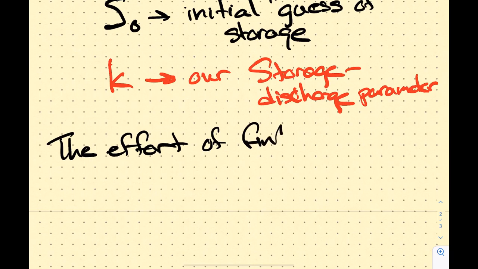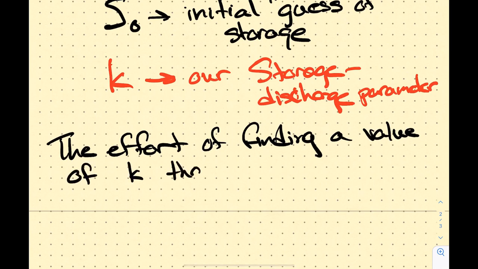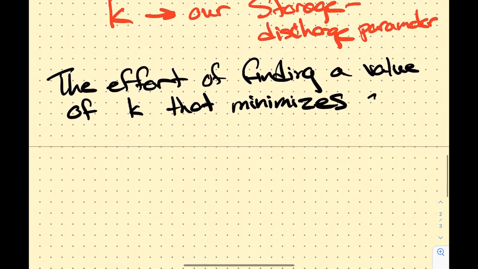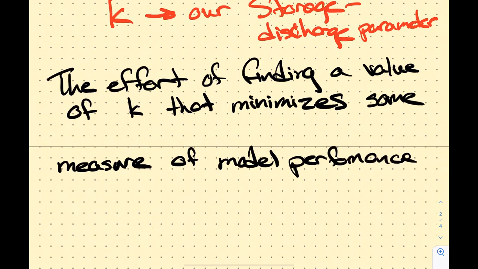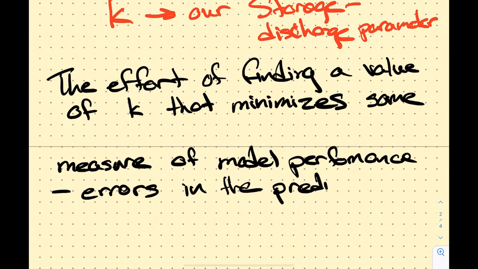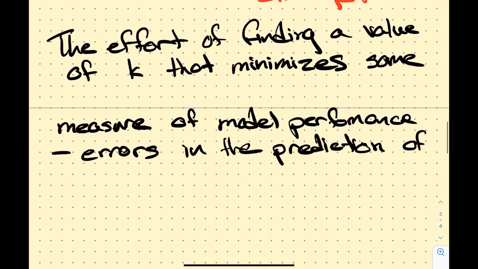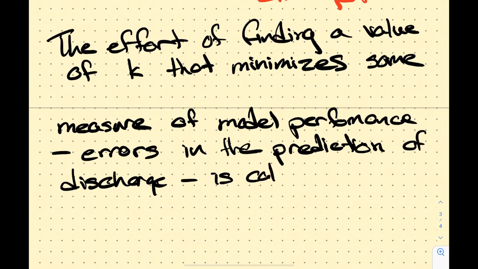The effort of finding a value of K that minimizes some measure of model performance, and this is errors in the prediction of discharge, is called calibration.